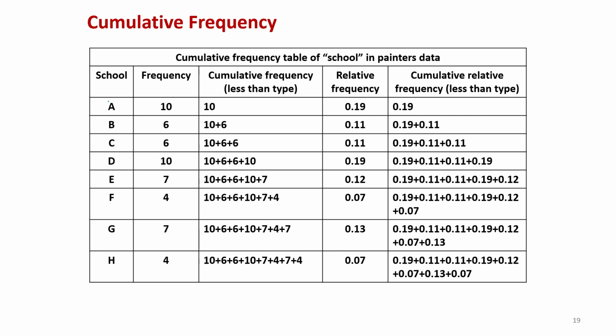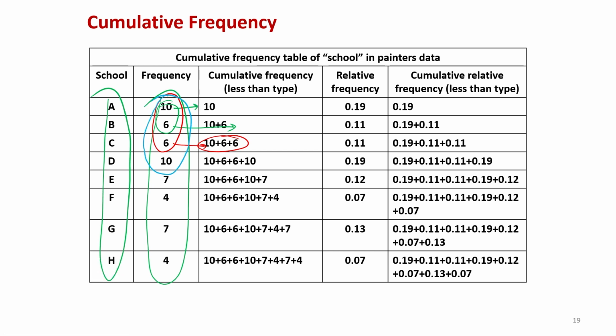So, you can see here that we have these schools, and these are the absolute frequencies of the respective schools. Now, I am trying to find out the cumulative frequencies which are of less than type. So, from here it comes 10. Now, this 10 and 6 are added together and we get the second case, then 10, 6 and 6 are added and we get it here in the third school C, and similarly 10, 6, 6 and 10 are added together and we get it in the fourth class to get the cumulative frequency of school D, and so on.